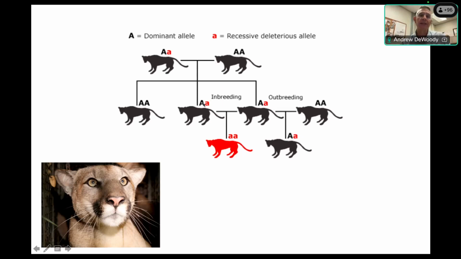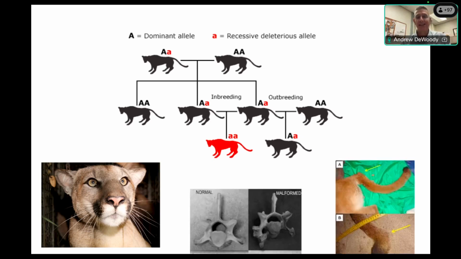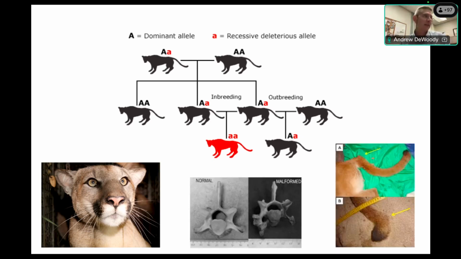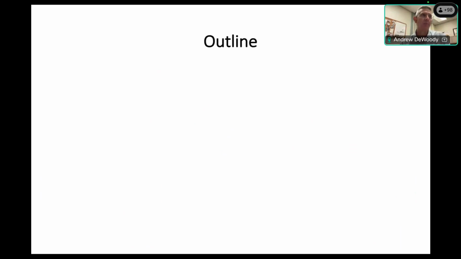Whereas if we have inbreeding, so here this pedigree indicates these two individuals are full siblings, like a brother-sister mating. When this happens, we more often get inbreeding, so that we've got homozygous individuals that then can exhibit deleterious traits like malformed spines, right? Which is not a good thing if you're a mountain lion. So these are concepts that are pretty familiar to many of us. And so that's why I talk about heterozygosity as a component of genomic diversity.